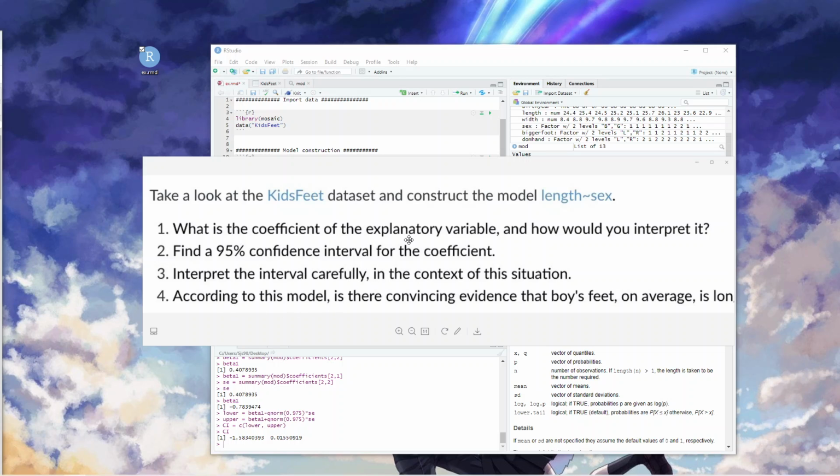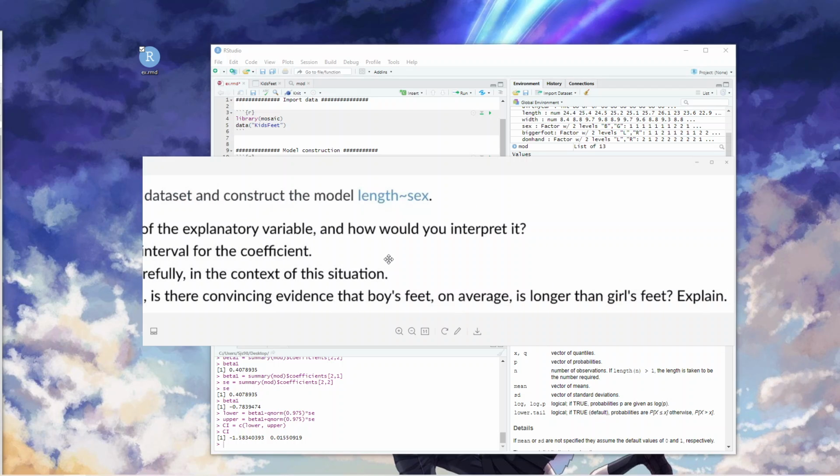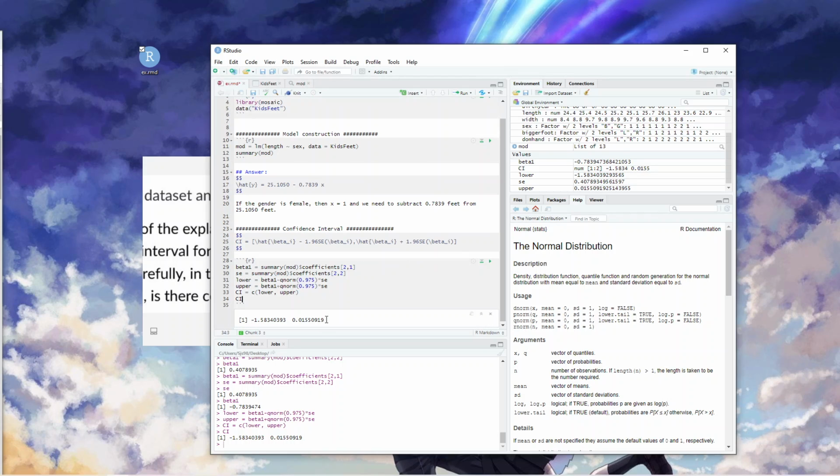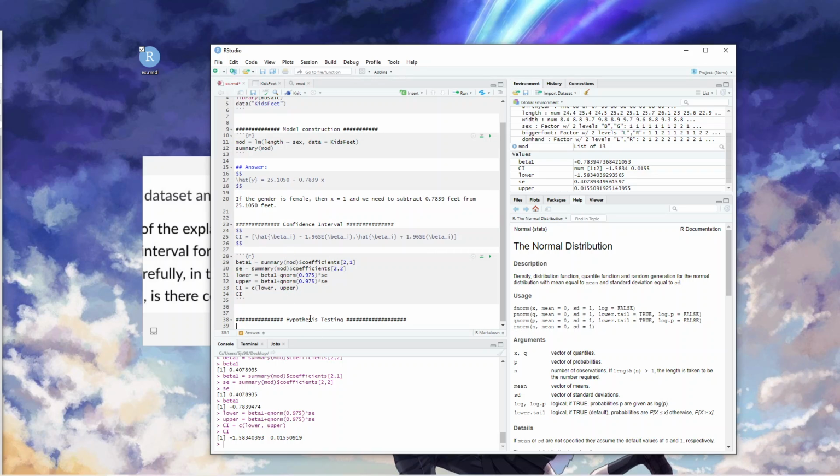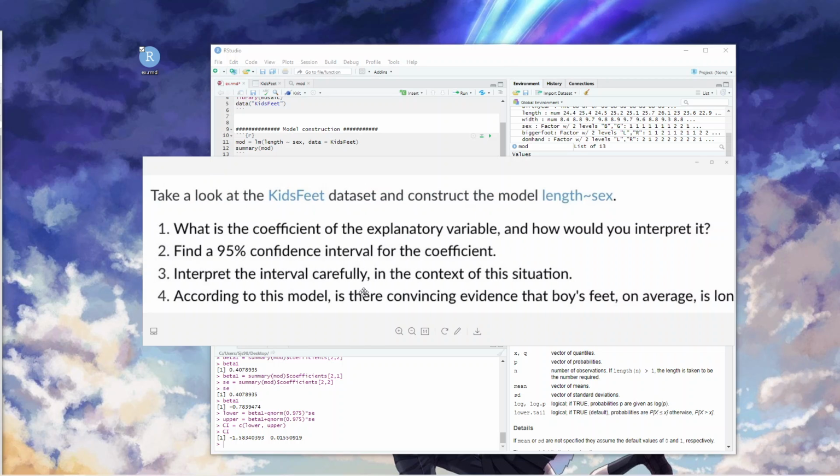According to this model, is there convincing evidence that boys' feet on average are longer than girls' feet? Okay. So this is hypothesis testing. Hypothesis testing. When you're up to this stage of this question, you can pretty much borrow some result from the prior question. For most cases, you can.